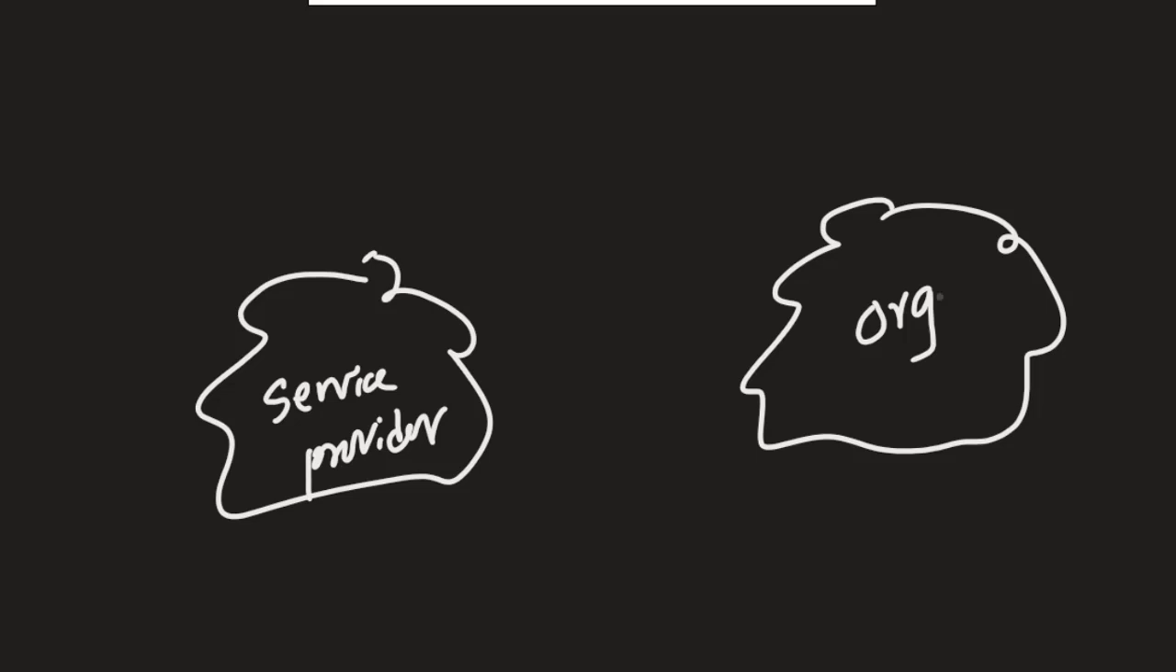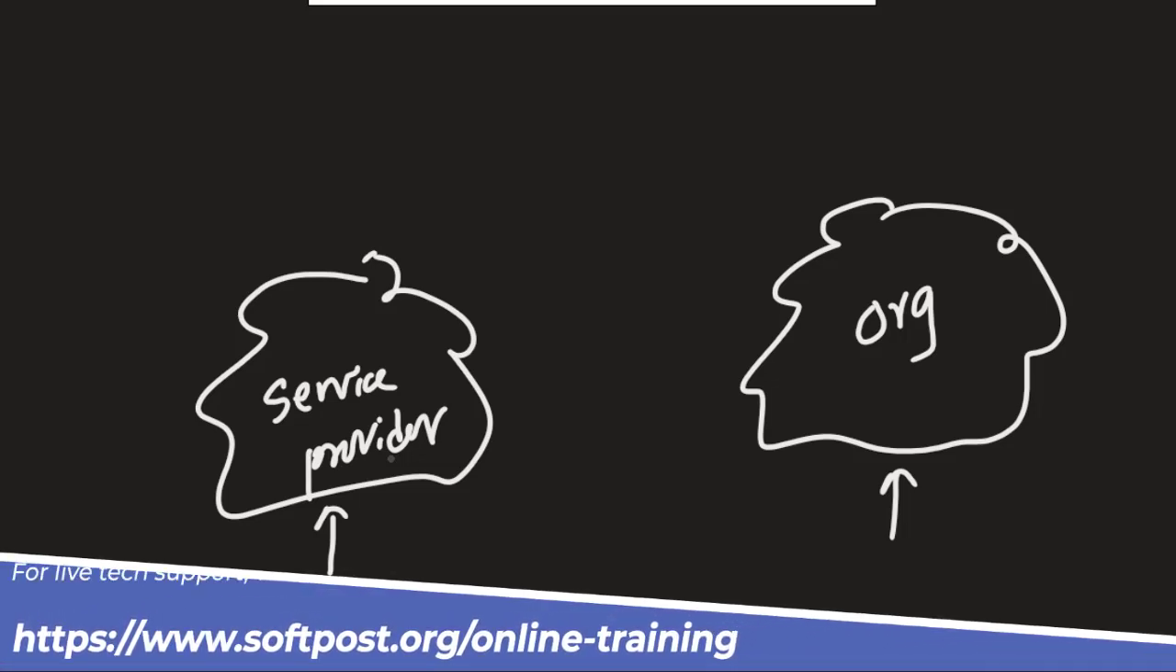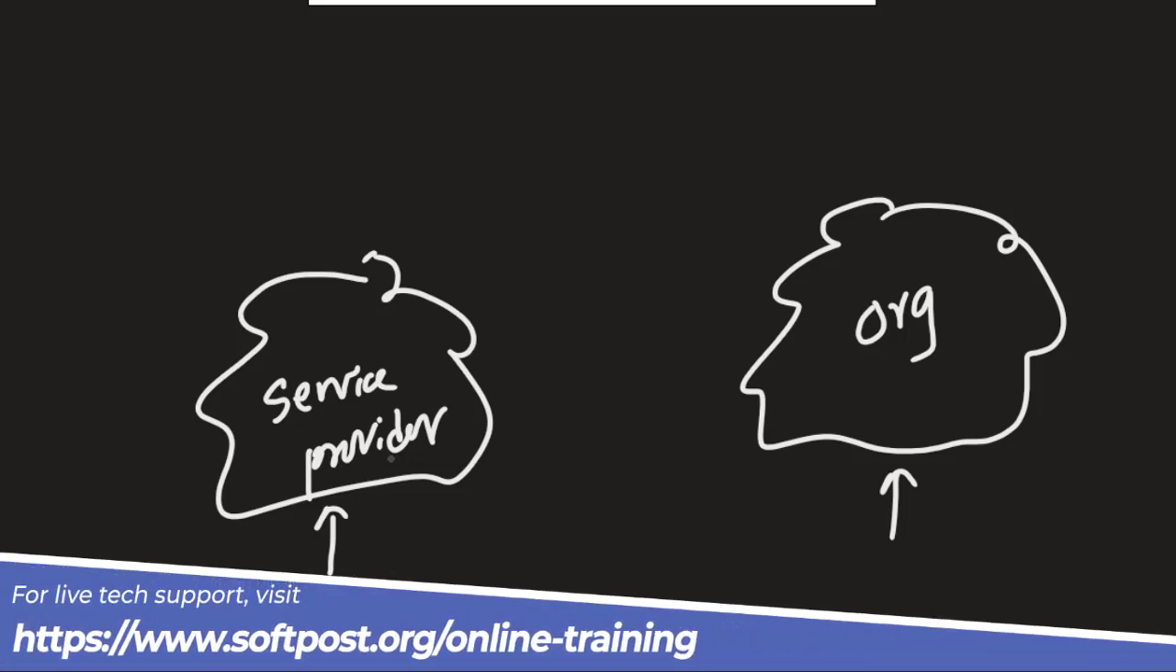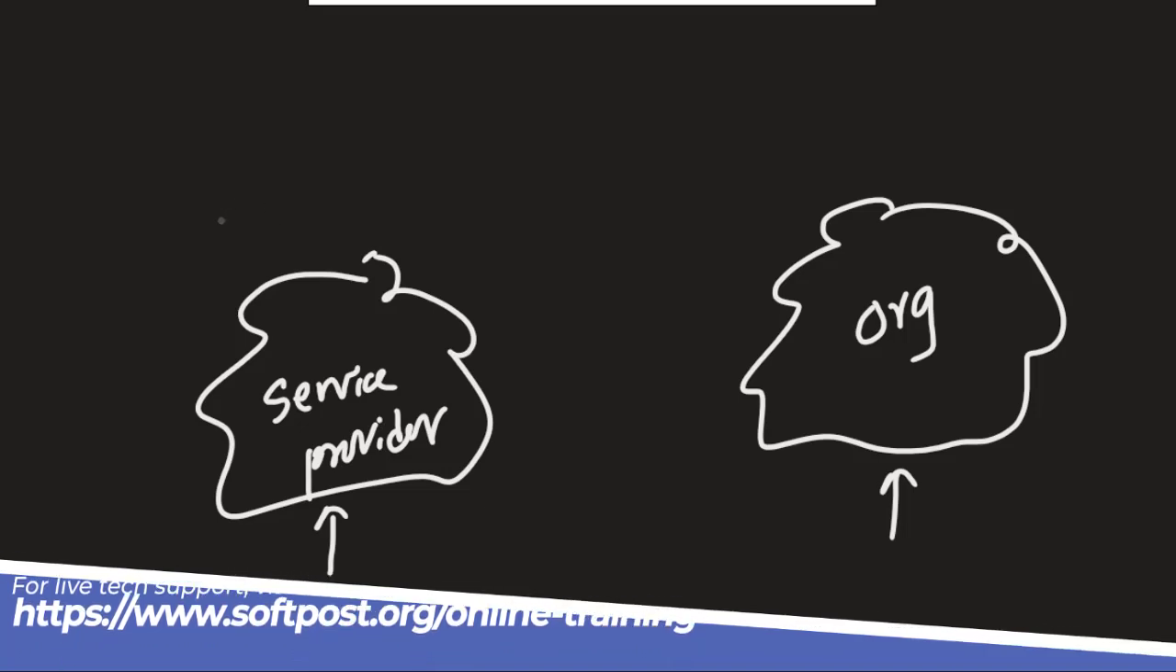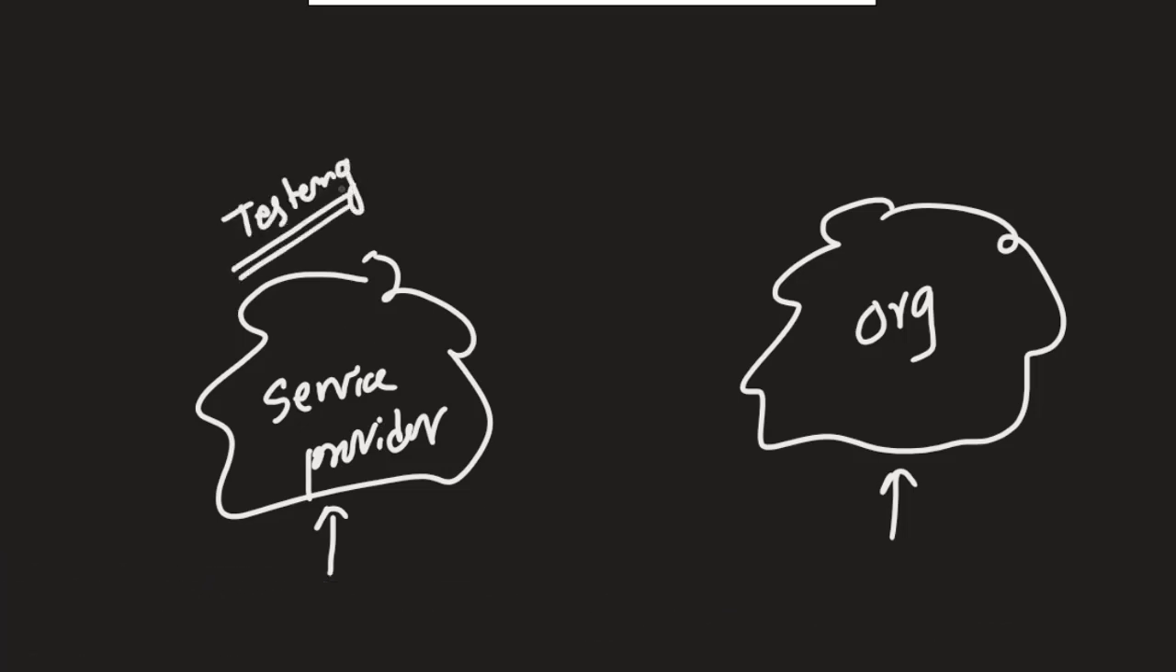Imagine that there is this organization and there is this service provider. They have totally different networks. And the requirement is that this service provider is basically a team of testers. So they want to test the website that the organization has developed. But the thing is that that website is sitting in their network.